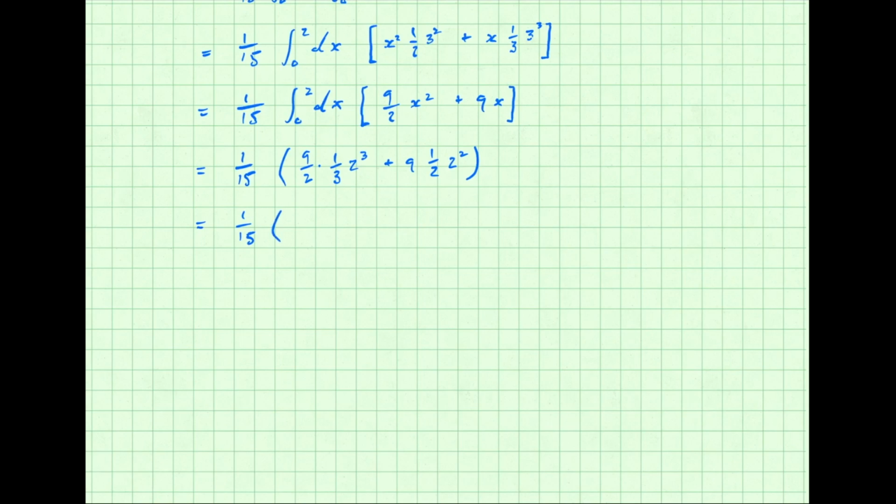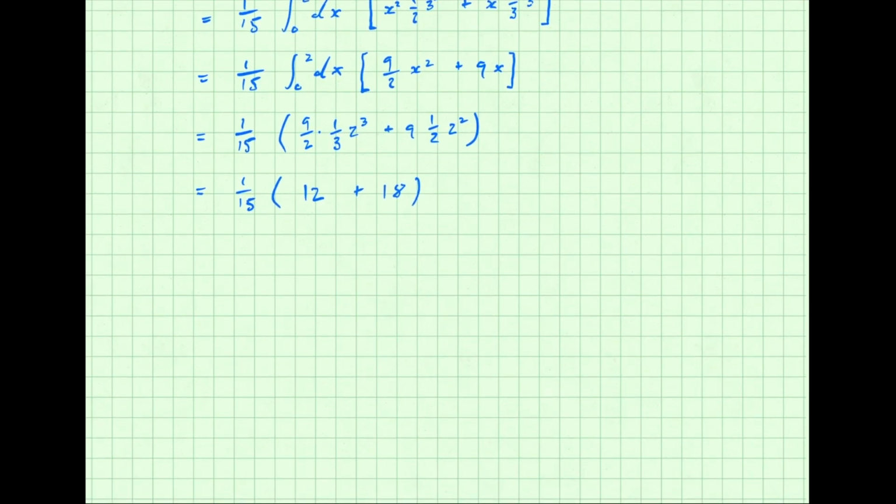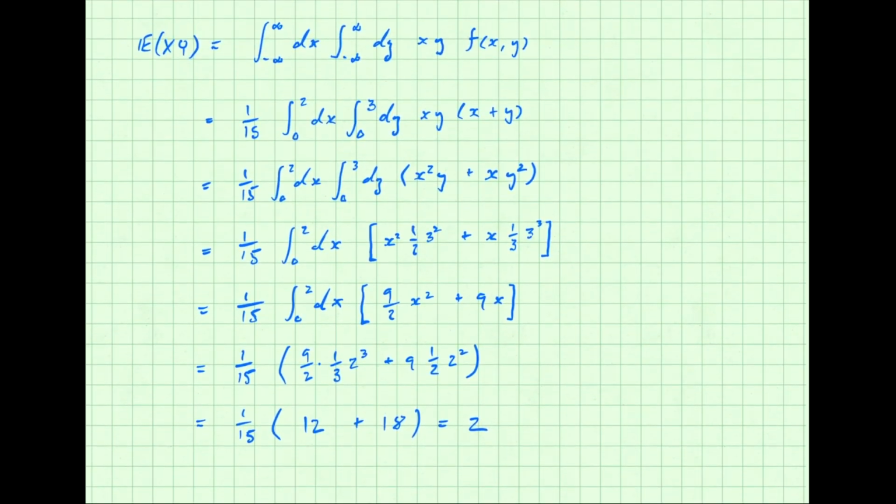1/15, and then let's see, the 3 goes into the 9 3 times, and you lose one of the 2's, so you get 3 times 4, so that's 12 for the first term. And then you lose one of the 2's here in the denominator, so you get 18. And so that's 30 over 15, famously called 2. All right, so that's the expected value for the product x times y. It's 2.